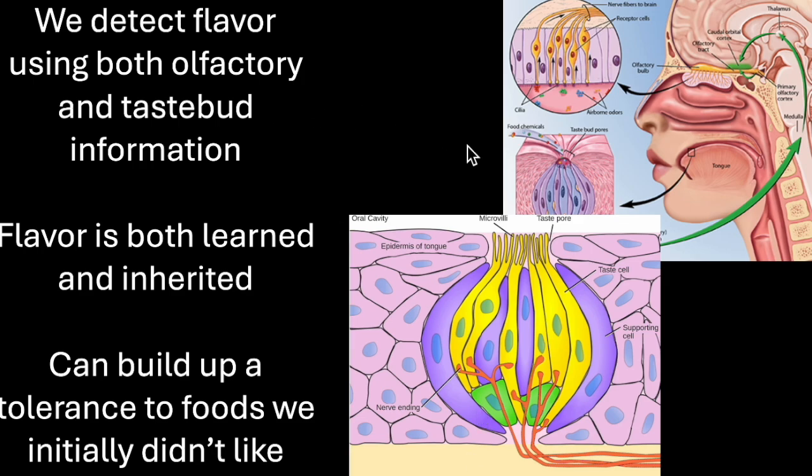We detect flavor using both our olfactory and taste bud information. So here's what a taste bud nerve looks like. Flavor is learned and inherited, and we can build up a tolerance to foods that we didn't like initially. We're not going to go into the fine parts here. There are different sorts of taste bud nerves that sense different flavors, but all you need to know is we use both taste buds and our olfactory nerves for tasting information.